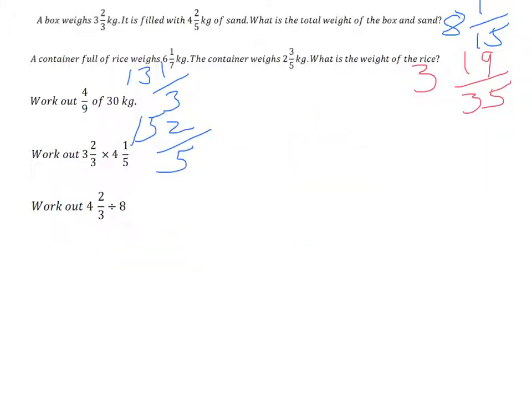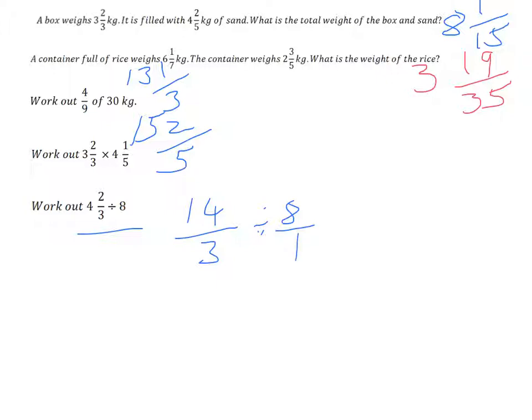Okay, last one. 4 and 2/3 divided by 8. So I'm going to change 4 and 2/3 into an improper fraction. 3 times 4 is 12 plus 2 is 14. So that's 14 over 3 divided by 8. I'm going to put it like that, 8 over 1, to remind myself it's a fraction.